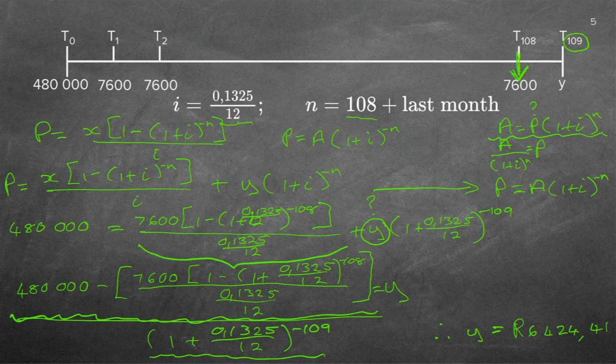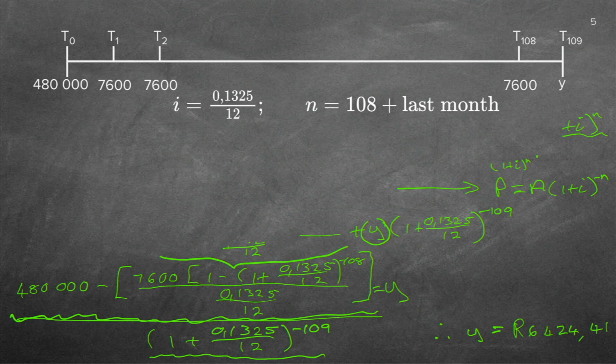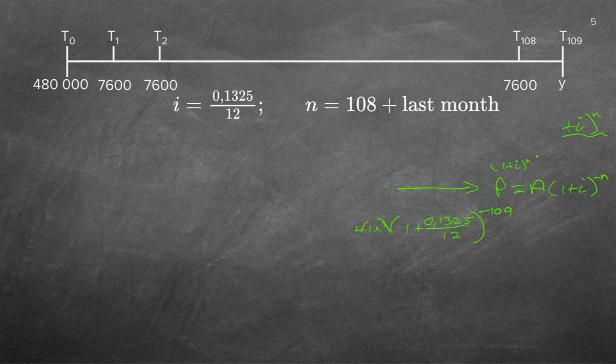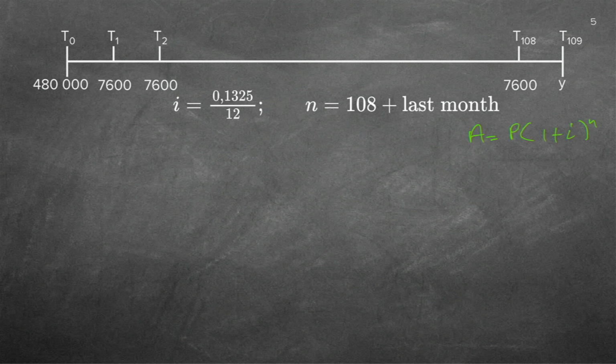Good. So all of these are done neatly. So I'm going to take off this stuff so that you can see where it's coming from. The only thing maybe I should just leave here, I'm just going to write it again, is that A is equal to P times 1 plus i to the power of n. Now, if we want to change that P to a Y, it's going to be A over 1 plus i to the power of n. And that is going to be A times 1 plus i to the power of minus n.